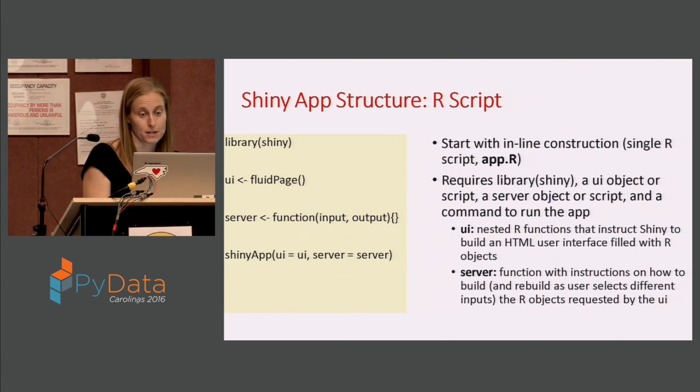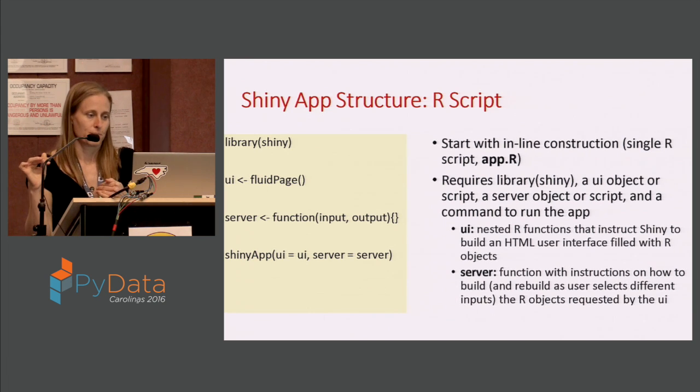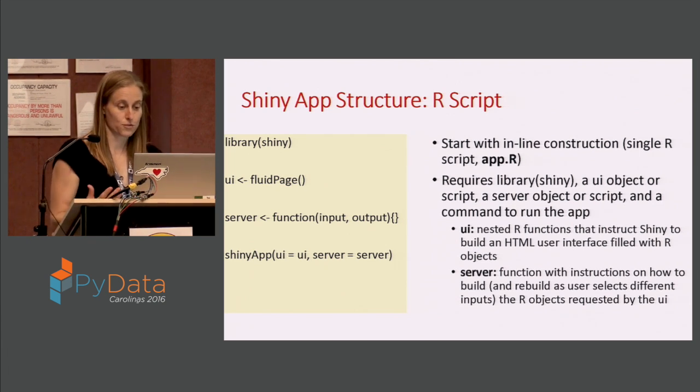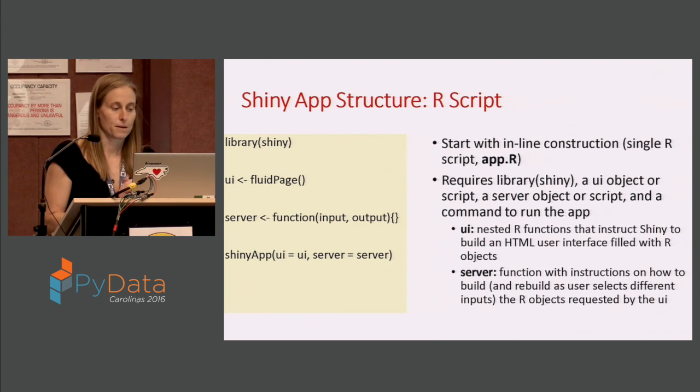So basically the UI is the nested R functions that tell Shiny how to build the HTML user interface. So it's going to be telling where things go, how you want to define the page, what fonts you want to use. If you don't like the default, you can embed some CSS commands there to make things prettier, change your background colors and things. And then the server is all of the functions with the instructions on how to build that Shiny app. And you'll see when we look through it that we actually build a Shiny object.